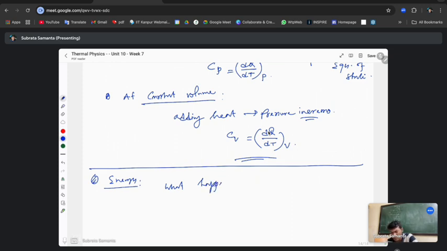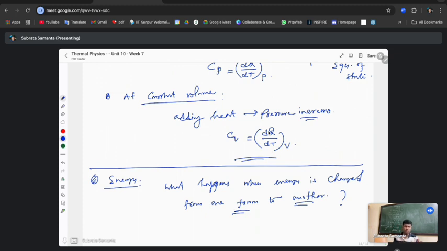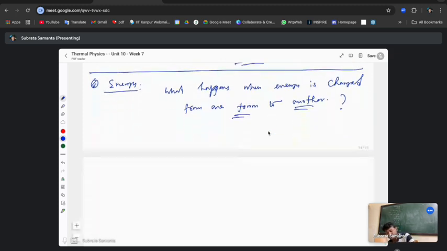So I'm asking the question: what happens when energy is changed from one form to another? What happens when the energy changes from one form to another? That is basically told to you if you know the functions of state. So what is the function of state?